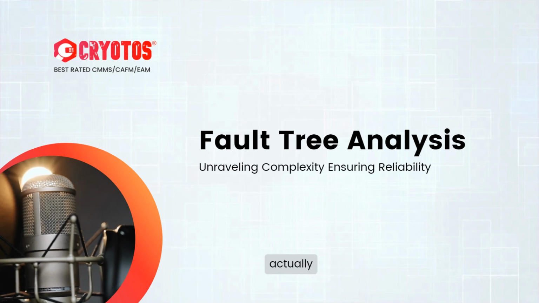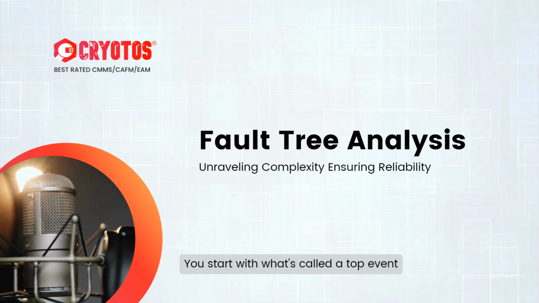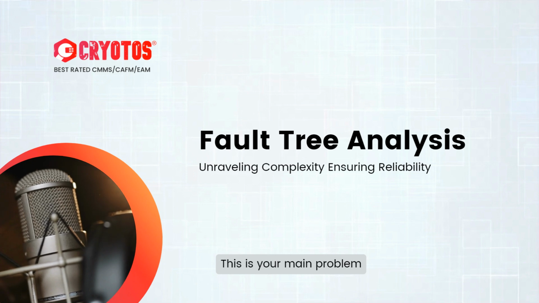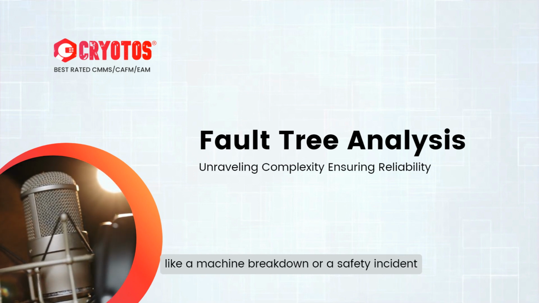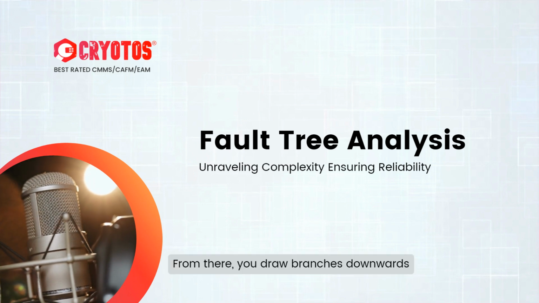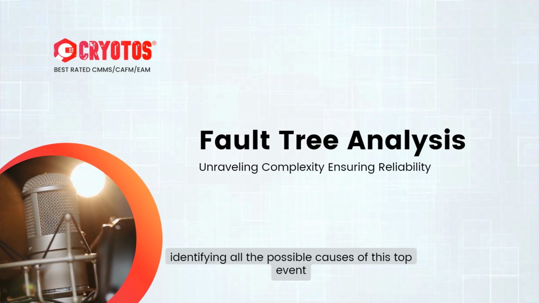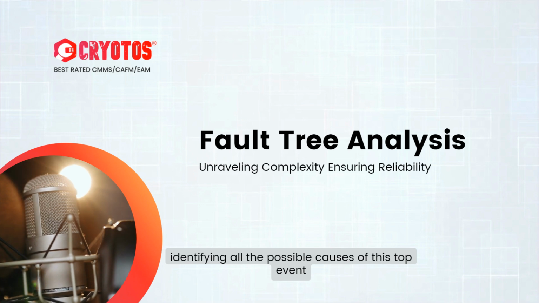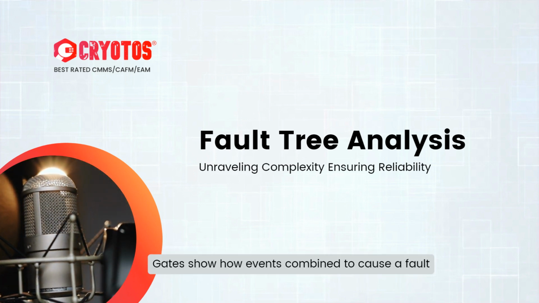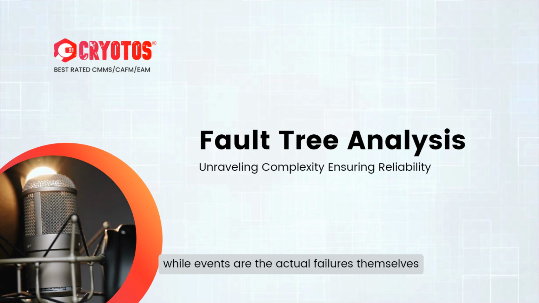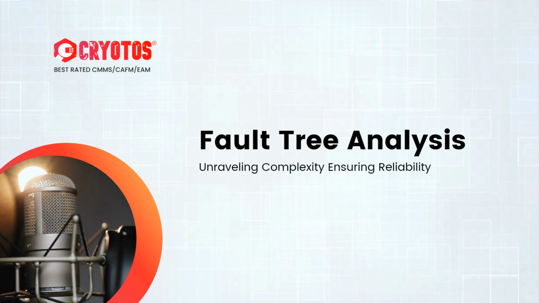So how does fault tree analysis work? It's pretty straightforward, actually. You start with what's called a top event. This is your main problem, the thing you absolutely want to avoid, like a machine breakdown or a safety incident. From there, you draw branches downwards, identifying all the possible causes of this top event. These branches represent gates and events. Gates show how events combine to cause a fault, while events are the actual failures themselves.